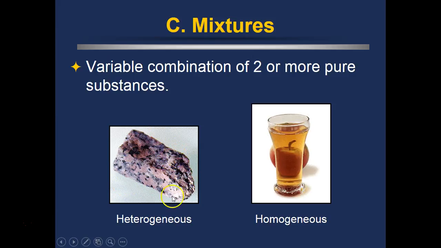Heterogeneous means that the things that make up the mixture are all mixed in. You can see the differences between the things that make up the mixture. This is probably a piece of granite, and you can see all the different minerals that make up the granite because of the different colors. You've got a homogeneous mixture. This looks like some apple cider, where you can't physically see the difference in whatever's making up the apple cider.